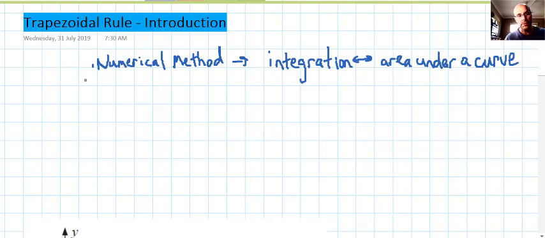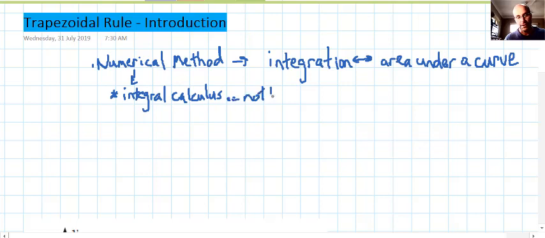So the trapezoidal rule is a way of essentially using numerical methods. So it's not actually using integral calculus, but it does the same job. It's not using integral calculus in the way you've probably learned already. But it does the same job.